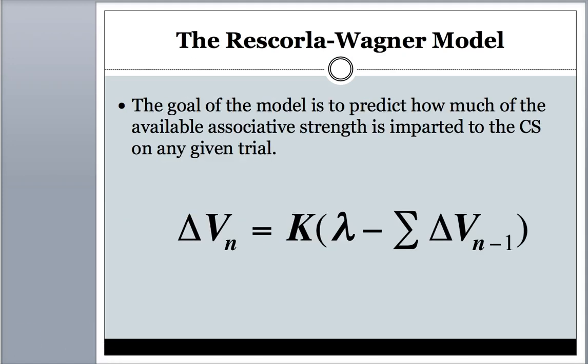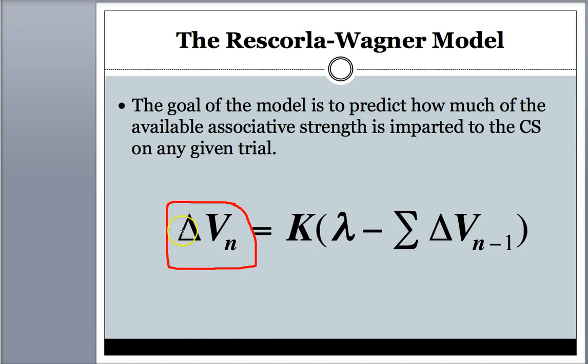Okay, here's the model, and I'm going to use my little cursor here to help point out what things are, okay? So remember that the goal of the model is to predict how much of the available associative strength is transferred to the CS from the US on any given trial. So this model is designed to talk about each trial independently. So let's start with this first component. This first piece right here represents what you learn on each trial, and it's represented using the letter delta.